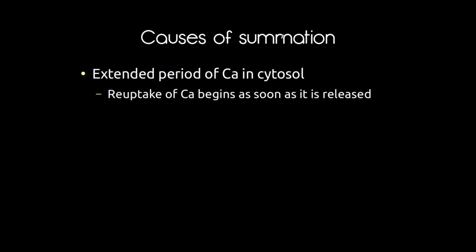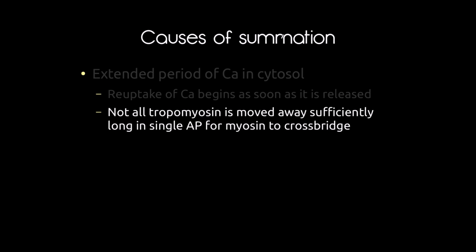Because that happens so quickly, not all the tropomyosin is going to be moved away for a sufficiently long time, in a single action potential, for myosin to create a cross bridge with the actin and actually do any work. There's not going to be enough time to create a cross bridge, or as soon as it does, it gets kicked off because the troponin loses its calcium, and the tropomyosin moves back on and kicks it off.